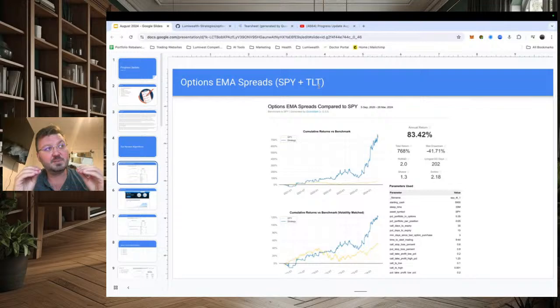So if you guys don't know what a spread is for options, if you buy a call option, for example, you're betting on the market going up, basically. If you buy a put option, you're betting on it going down. But you can actually be a lot more efficient about that by using a spread.